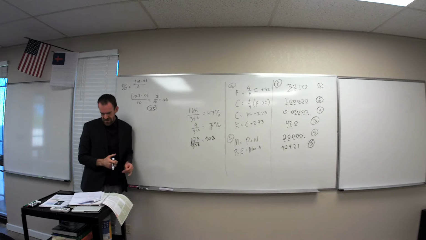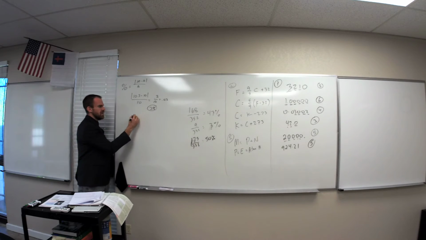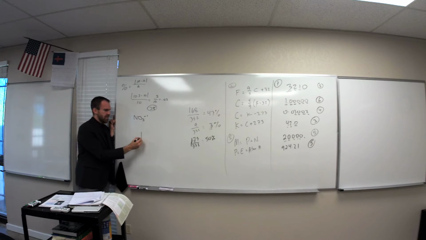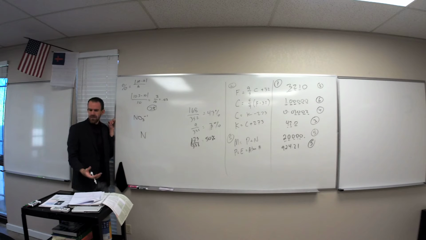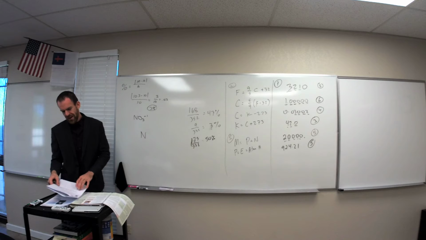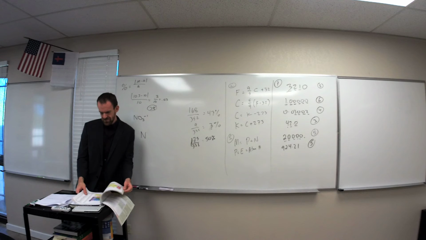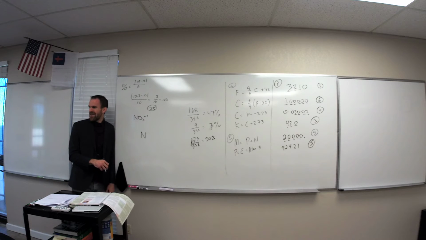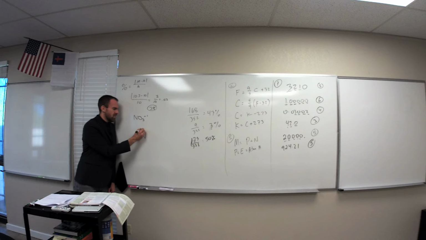Number 9. This one's hard, NO3 minus 1. Okay, so nitrogen has how many valence electrons? Well, look at your periodic table, you all have one. 4. No, I thought it was 5. Yeah, it's 5. So 1, 2, 3, 4, 5.